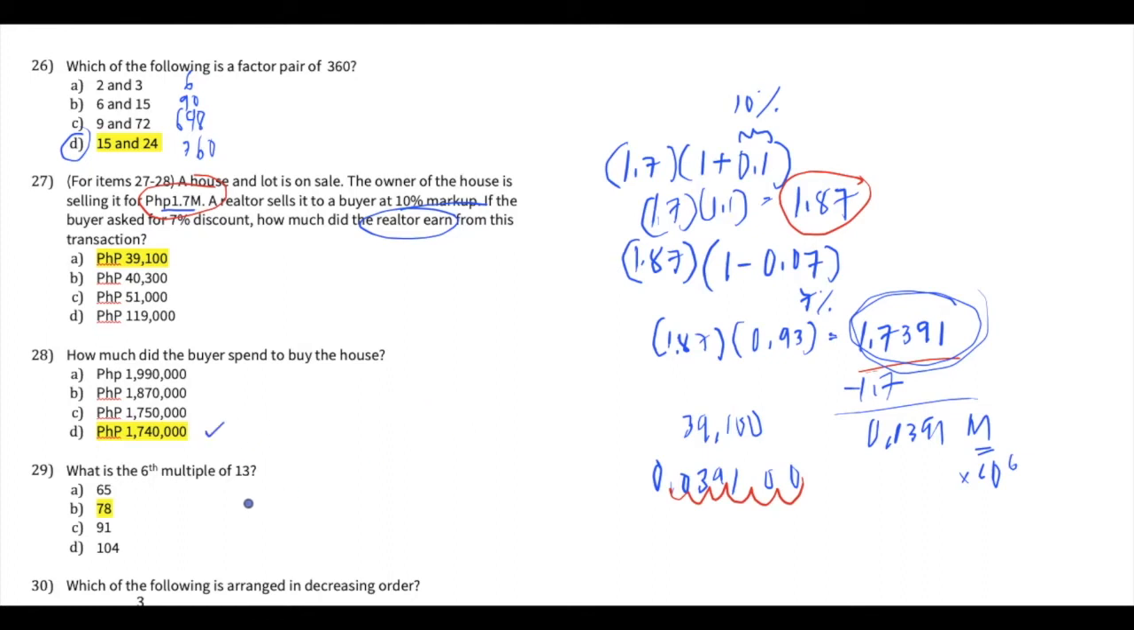Number 29, what is the sixth multiple of 13? So, 13, 26, 39, and so on. Or simply, 13 times 6, which is equal to 78.